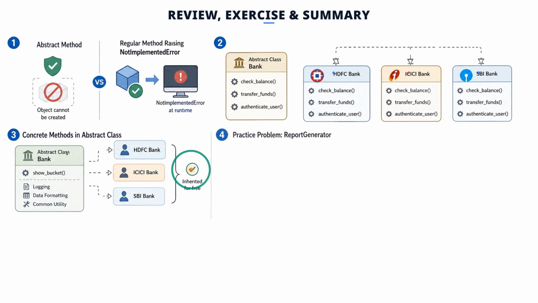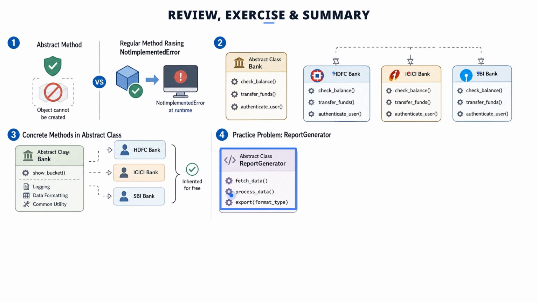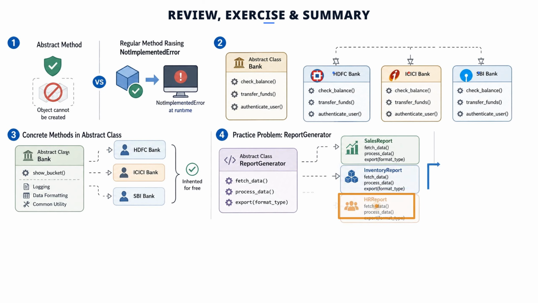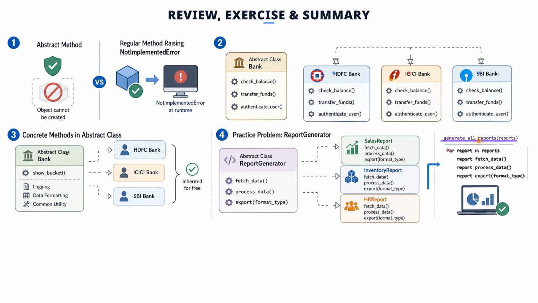Now let's look at a practice problem. You are tasked with designing an abstract class called ReportGenerator for a business intelligence tool, like one DMart might use. This class must define three core abstract methods: fetch_data, process_data, and export. Once that framework is in place, you should create concrete child classes, namely SalesReport, InventoryReport, and HRReport, each implementing these three methods with their own specific business logic. To test this entire design, you'll write a function called generateAllReports that accepts a list of these report objects and simply loops through them, confidently calling all three required methods for each report.